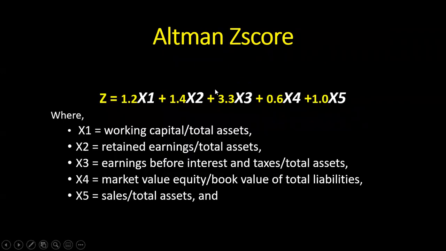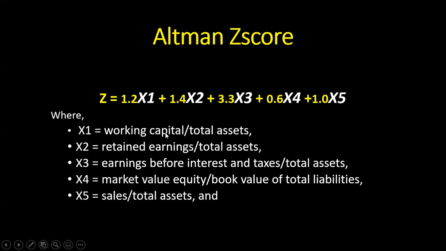So what is this score? The score is equal to 1.2 times X1 plus 1.4 times X2 plus 3.3 times X3 plus 0.6 times X4 plus 1.0 times X5. Now this 1.2, 1.4, 3.3, 0.6 and 1.0 are the coefficients, or in this presentation we'll call them the weights given to the ratios. X1, X2, X3, X4 and X5 are the relevant ratios.